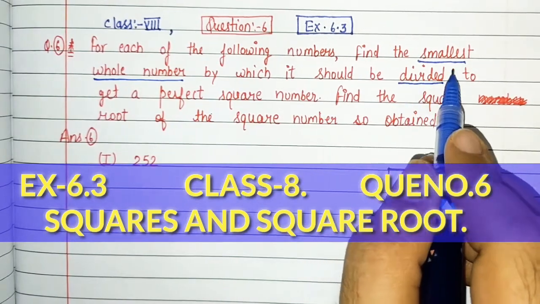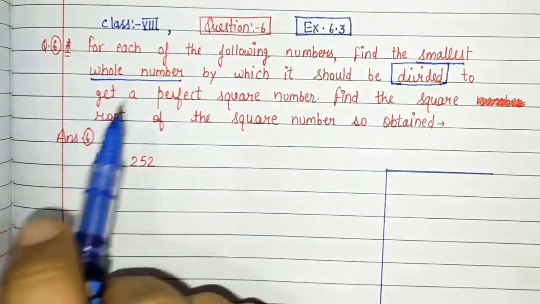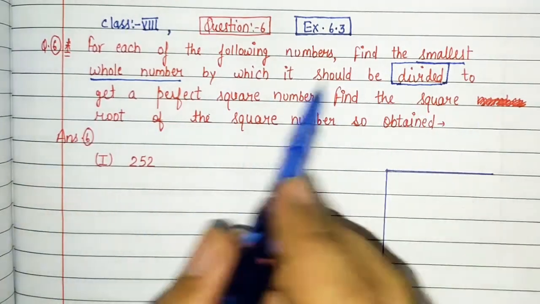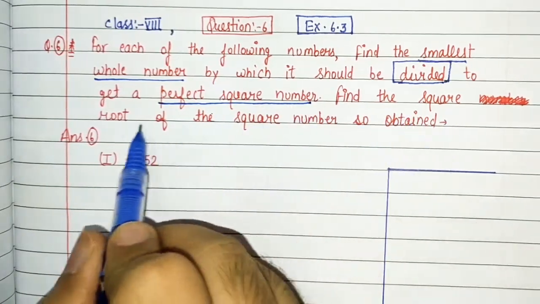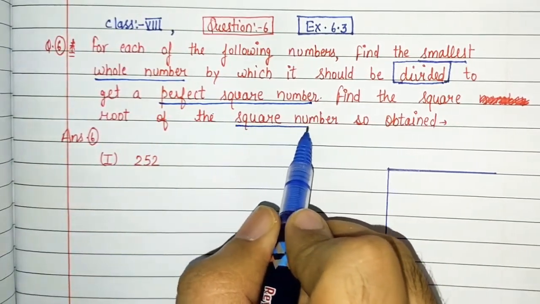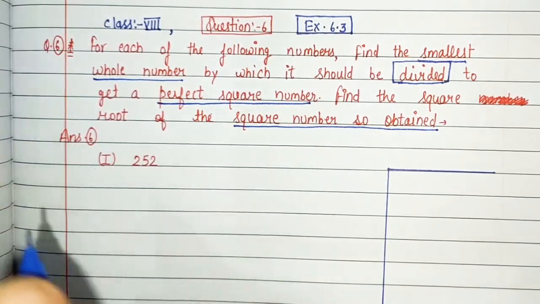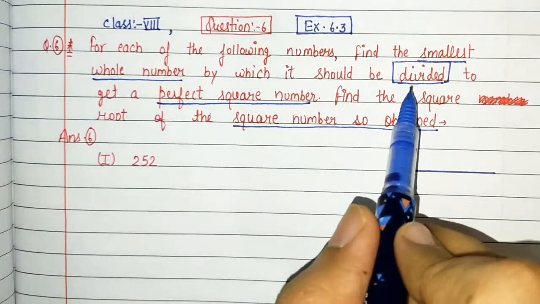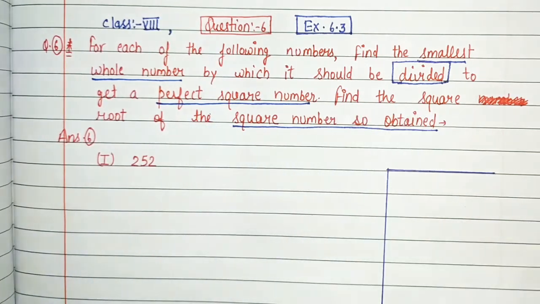In question number 5 we studied what should be multiplied, and here, what should be divided, to get a perfect square number. After that, find the square root of the square number so obtained. So this question is similar to question number 5. In that question we multiplied to obtain a perfect square number, and here we are going to do division.